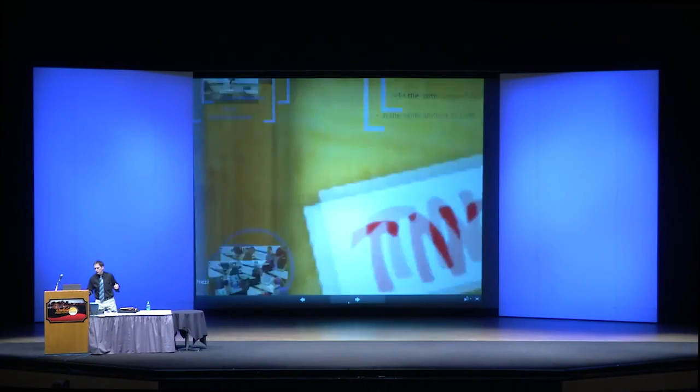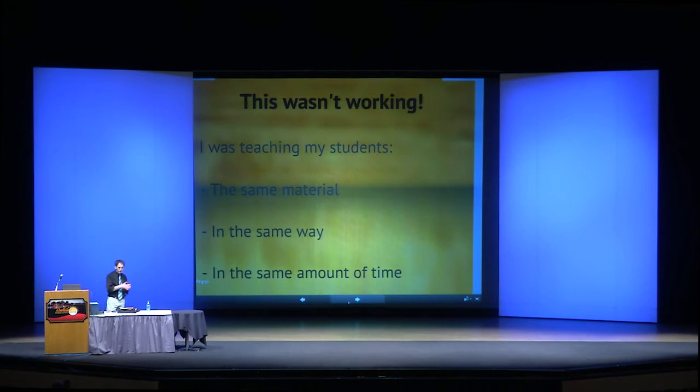And so at the end of my first year, I tried to evaluate my own teaching. And what I saw was that I was teaching these students the same material, the same way, and in the same amount of time. And the reality is that they need 4 vastly different learning experiences in order to succeed. And when they are together, they are detrimental to each other.